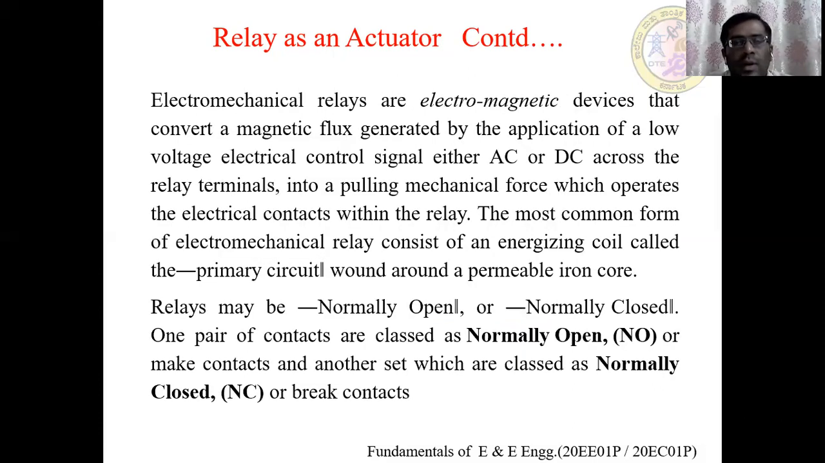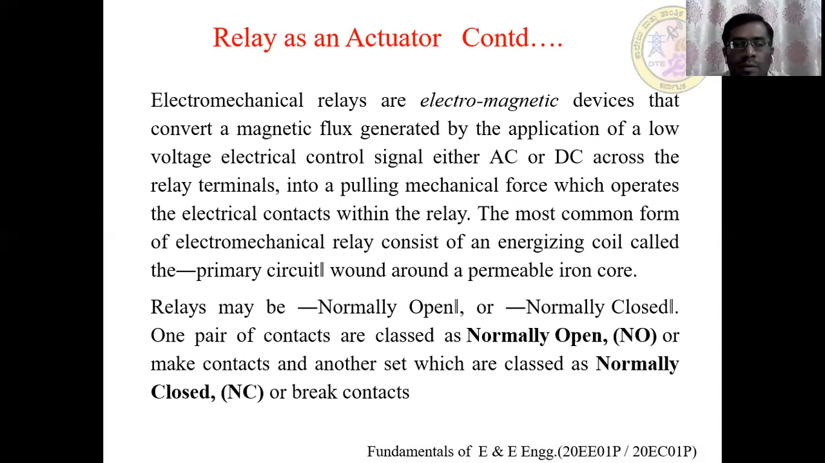Electromechanical relays are electromagnetic devices that convert the magnetic flux generated by the application of a low voltage electrical control signal, either AC or DC, across the relay terminals into a pulling mechanical force which operates the electrical contacts within the relay. The most common form of electromechanical relay consists of an energizing coil, called the primary circuit, wound around the permeable iron core.